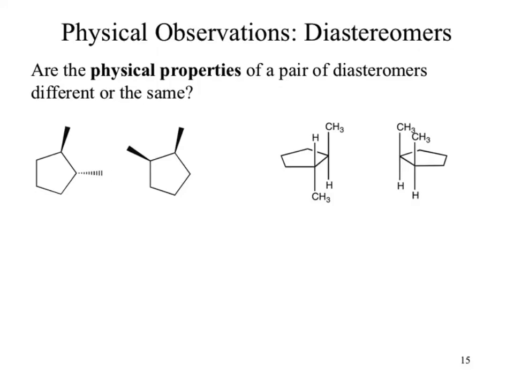Physical observations. So this gets into experimental aspects. Are there physical properties in a pair of diastereomers that are different or the same? Yes, good answer. That would be followed by what physical properties? Different ones. Well, they would be the same physical properties, but the properties themselves would be different from each other. Arrangement in space. Why would the arrangement in space matter?